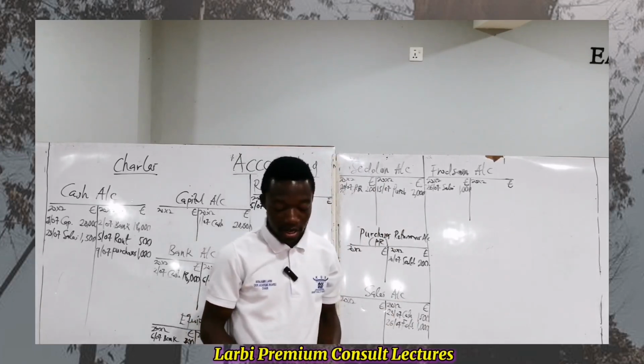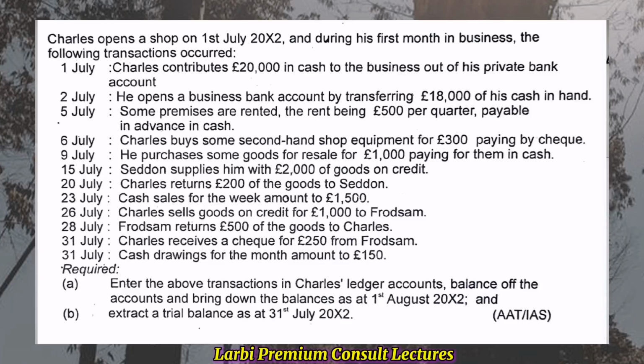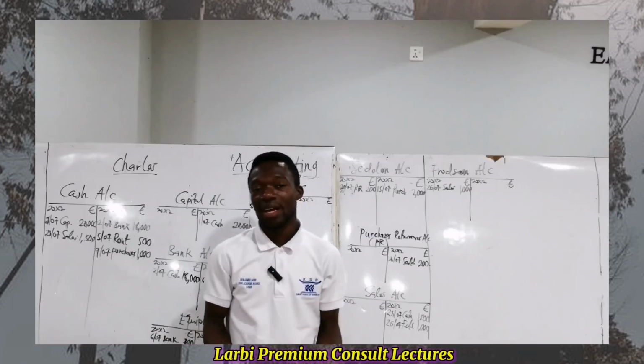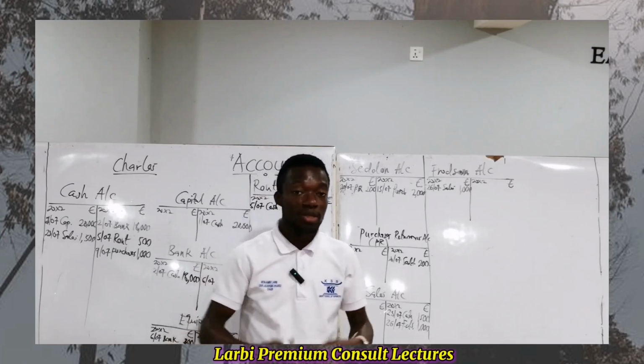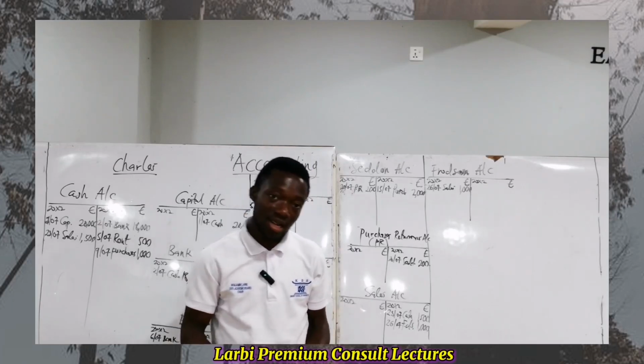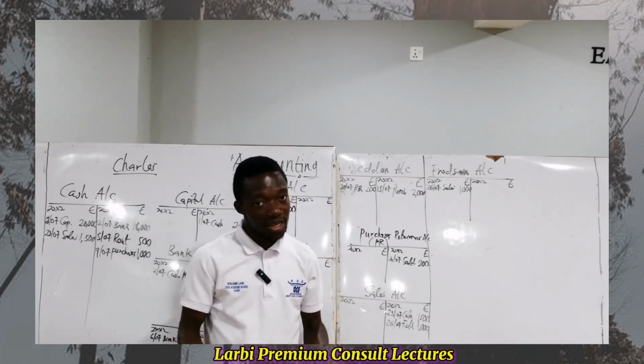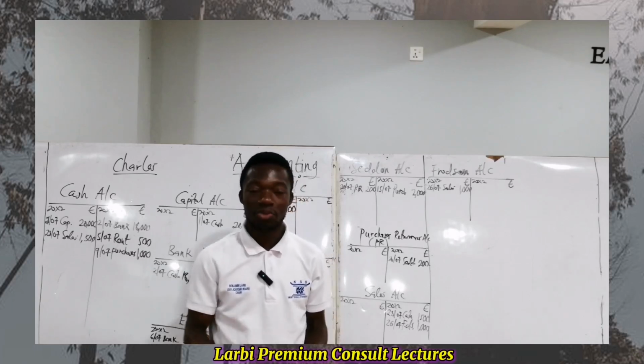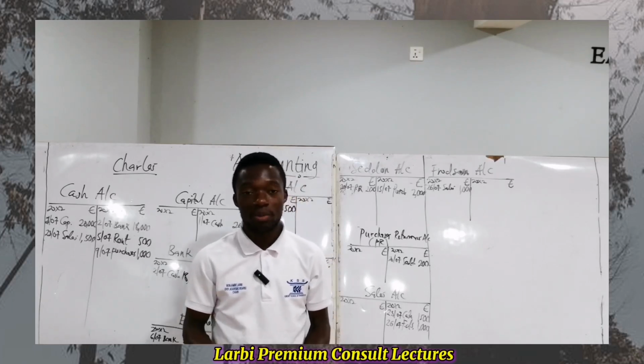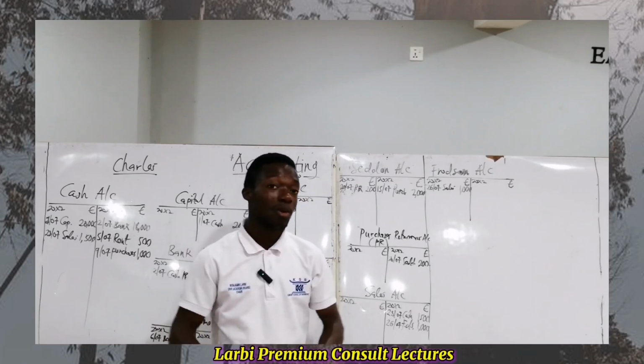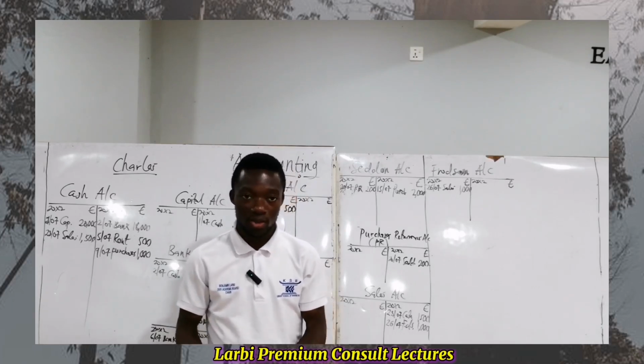Then, the next transaction, 28th. Frontson returns 500 of the goods to Charles. So this is what we call sales returns. While we have purchase returns, we also have sales returns. Sales returns happen where a customer is not satisfied with the goods that the business sold to him or her. If there are policies that allow returns, the customer has the right to return those goods back to the business. The process involved is called sales returns. So let's take note of that.